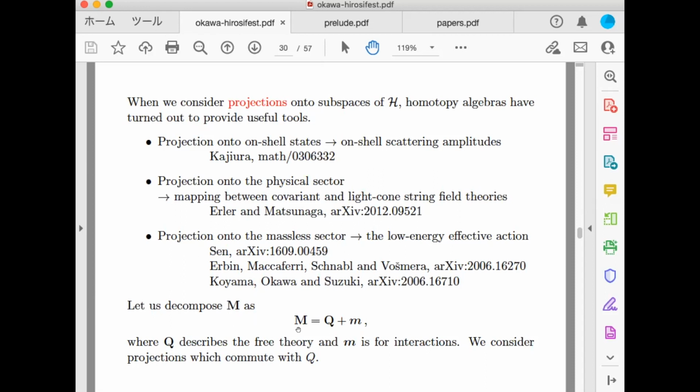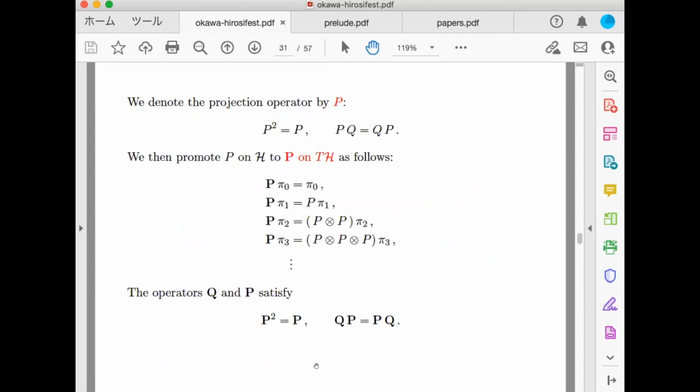In this case, we decompose m into a free part and an interaction part. Q describes the free theory. We can just include the BRST operator and its coderivation, which is why I denote it by boldface Q. And then there is the interaction part. We denote the projection operator by P, and we also promote this P to a boldface P on TH. Then the relations can be extended to the boldface operators.